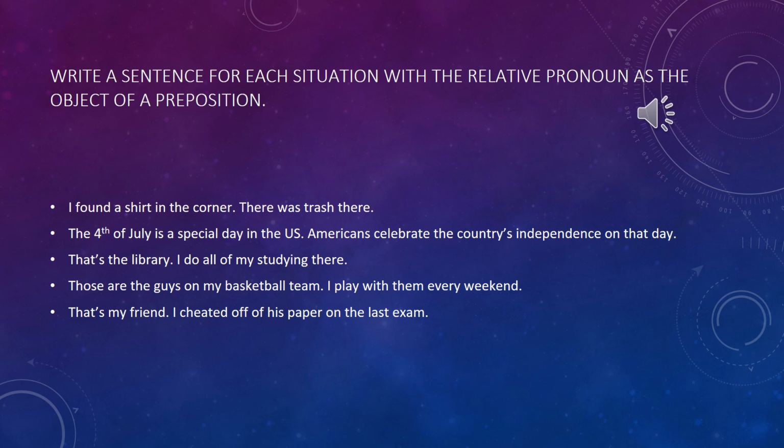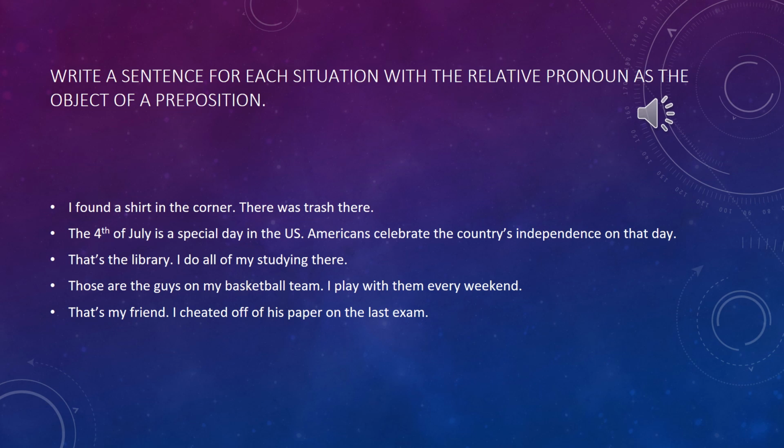The reason you can put the clause in one of two places is that "on my basketball team" is actually a reduced clause, which ideally we'd get to in week 8 or 9, but I'm not sure we will. It comes from the clause, those are the guys who are on my basketball team. It's been reduced to the prepositional phrase. So those are the guys on my basketball team with whom I play every weekend.